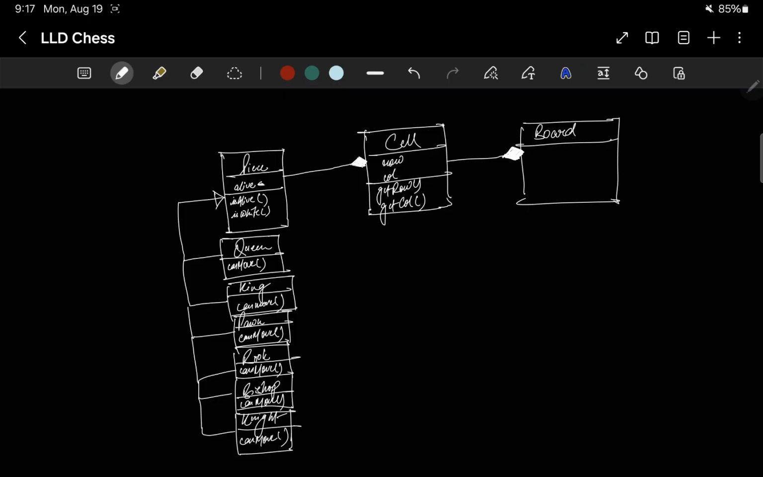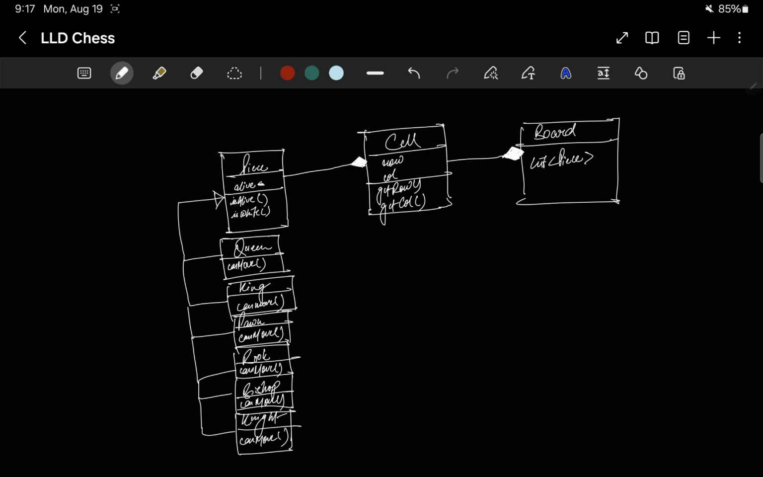What all information will this board contain? So the board contain maybe a list of pieces, or it can have a list of cells actually, but what would be right? Because the board will have cells by default, right? So it will have a list of pieces. So what all pieces are there in the board?